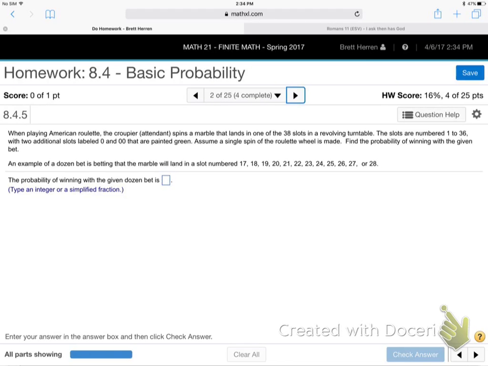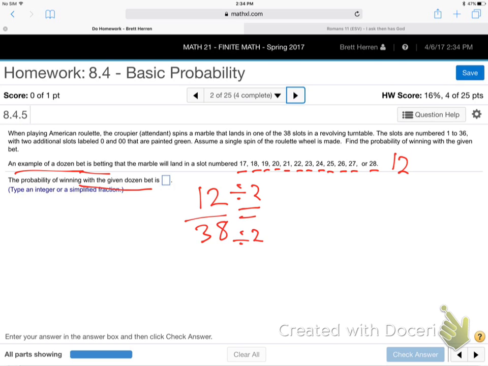Okay, so they say, all right, the example of a dozen bet would be this. There must be 12. I didn't even count, but I assume that means 12, right? 1, 2, 3, 4, 5, 6, 7, 8, 9, 10, 11, 12. There's 12 of them. What's the probability of getting that? Well, it's 12 out of still 38, right? There's still 38 different slots on a roulette table. So whatever that reduces to, just divide by 2, I guess. So that's 6 19ths. There we go. So the chance you're going to win if you're betting on these 12 numbers is 6 out of 19. Is that good?